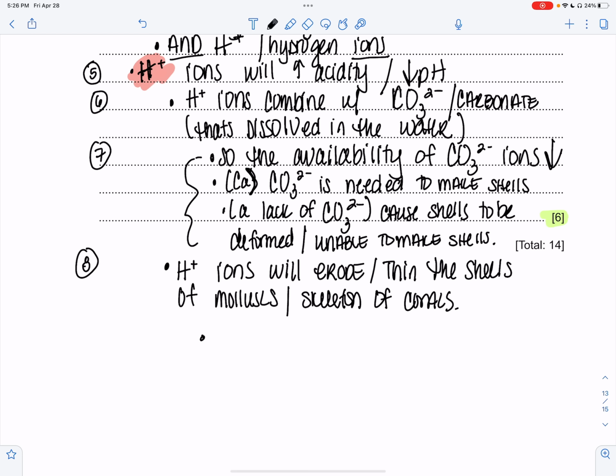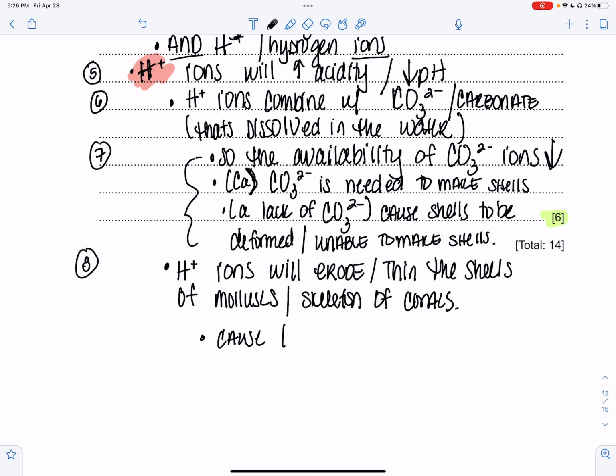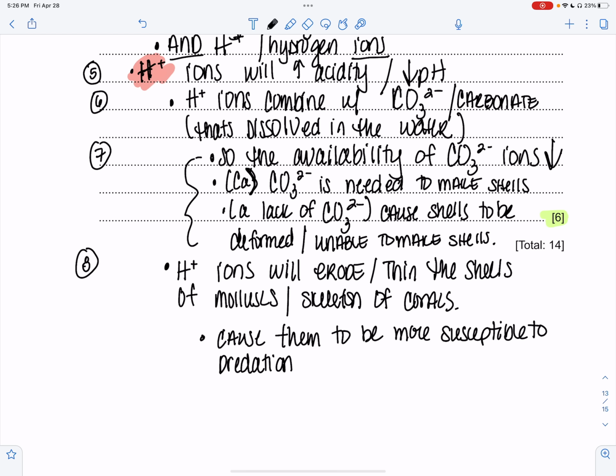Okay, and then this will cause them to be more susceptible to predation or even storm damage, if there's like a wave that hits them.